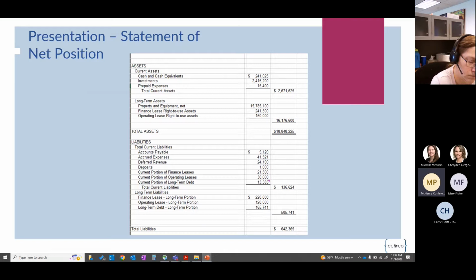So you can see the right of use assets under the long-term assets, right underneath your property and equipment. That would be the total for the right of use. And then the liability portions, you will see that you have the financing long-term, the operating long-term, and then your regular long-term debt that can all be combined into one. And then you do have to show the current portions for each of those out separately as well.